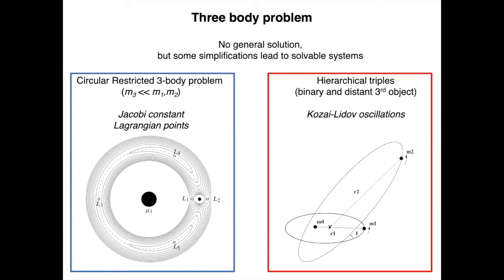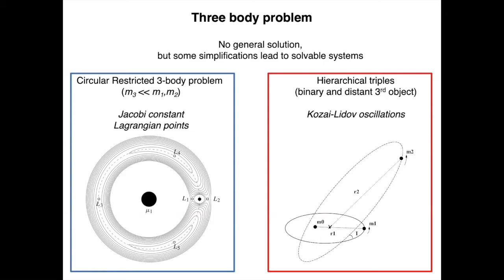One of them is the circular restricted three-body problem, which you have when the third mass is much, much smaller than the other two masses. So essentially it is a test particle orbiting two other bodies. You have a circular orbit, a two-body problem, and you add a massless test particle to it.